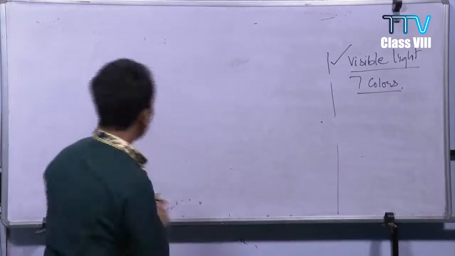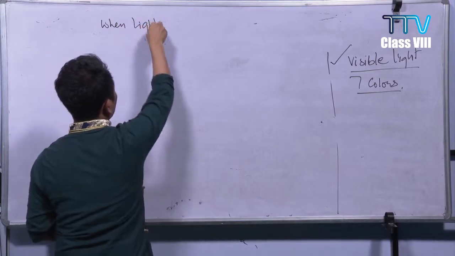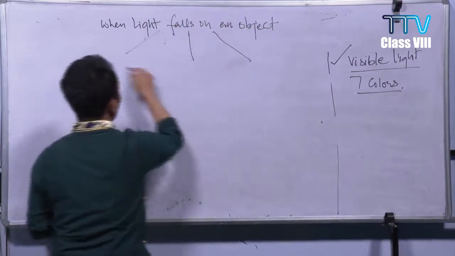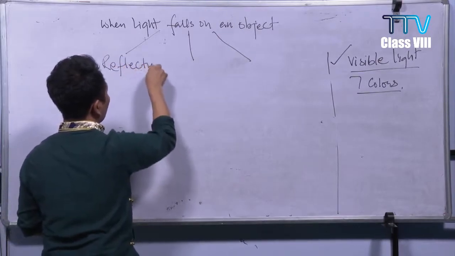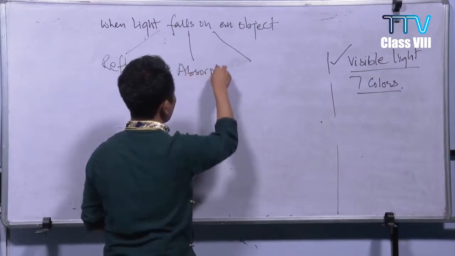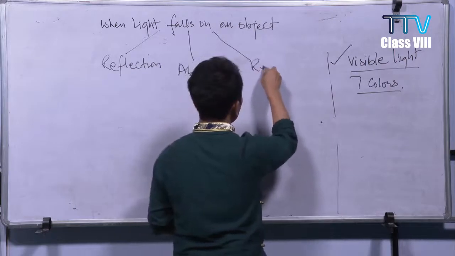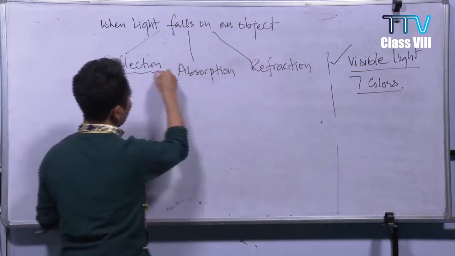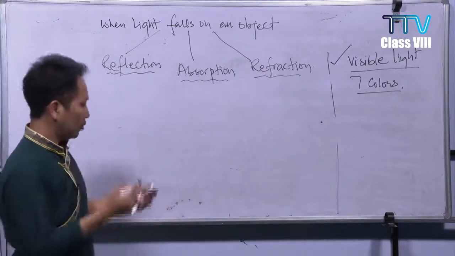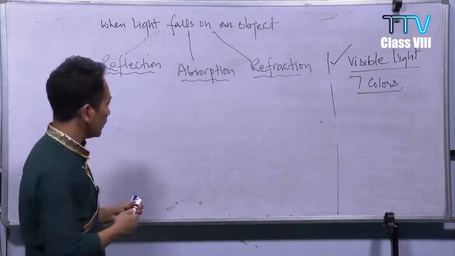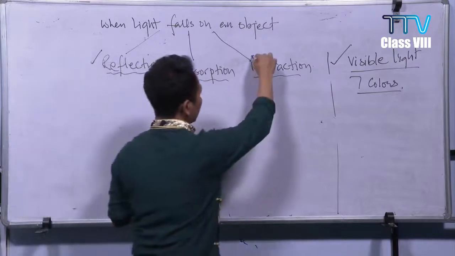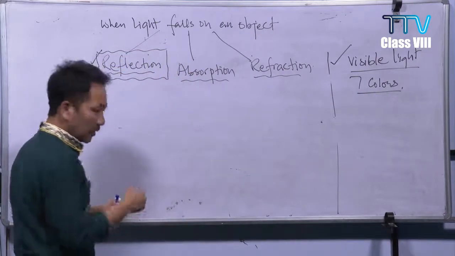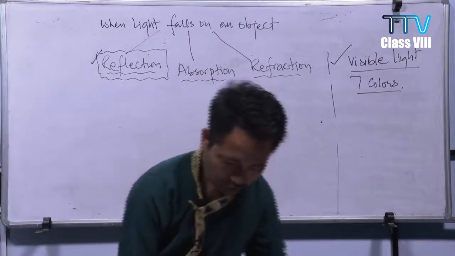When light falls on an object, three things may happen. One is reflection. One is absorption. Light is absorbed. The other is refraction, you may say transmission.